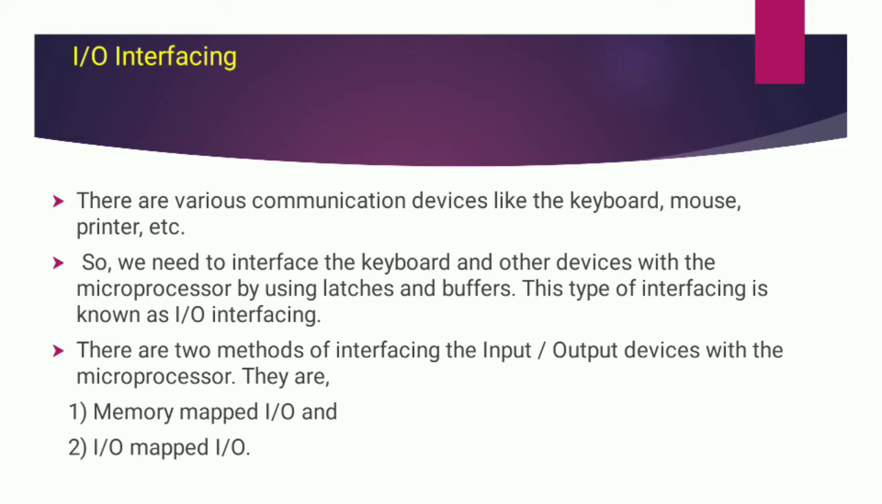I/O interfacing. There are various communication devices like keyboard, mouse, printer, etc. So we need to interface the keyboard and the other devices with the microprocessor by using latches and buffers. This type of interfacing is known as I/O interfacing. We know that keyboard and displays are used as communication channels with the outside world. So it is necessary that we interface keyboard and display with the microprocessor.